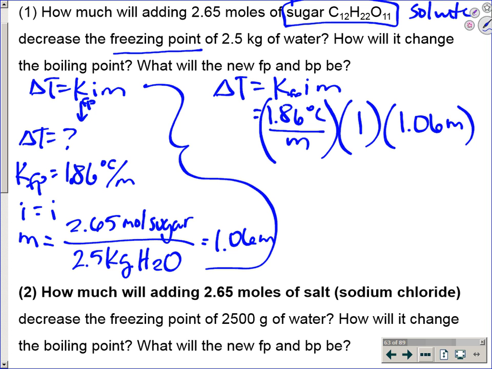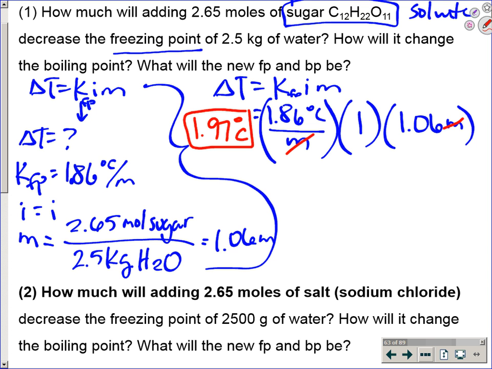What unit cancels? Molal. Okay, what unit remains? Celsius, which it should be that because we're looking at temperature change. Can you guys tell me that? 1.97. I'm going to stop there. Okay. So this is our temperature change. That's our delta T. That's the freezing point depression.